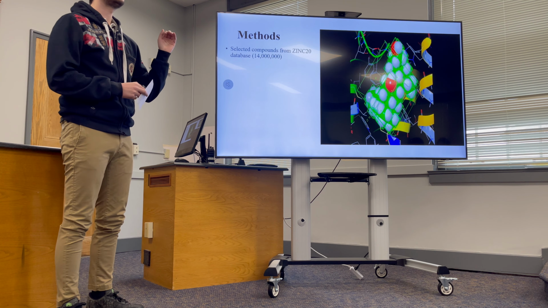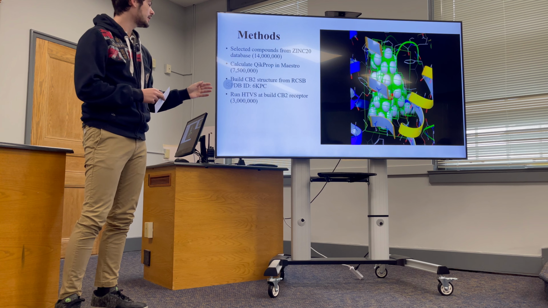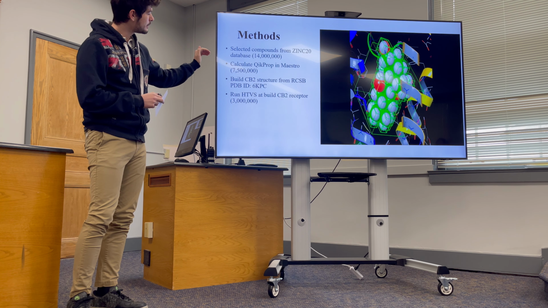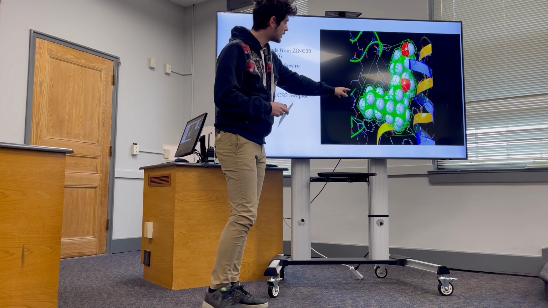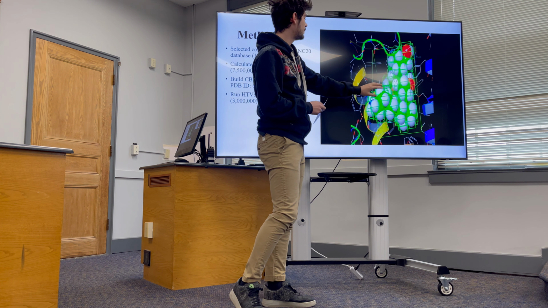Then we built a CB2 structure from the RCSB database with a PDB ID of 6KPC. And when we introduced this to Maestro, we ran HTVS, which stands for High-Throughput Virtual Screening, and that reduced our number from 7.5 million to 3 million. And as you can see in the image, there's a green box that is enclosing a compound. This is basically the co-crystallized ligand, and anything that was outside of that box that didn't resemble that compound would be dropped, and that is why it drops from 7.5 million to 3 million in the high-throughput virtual screening.